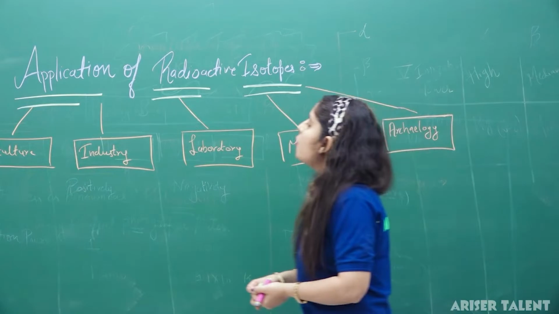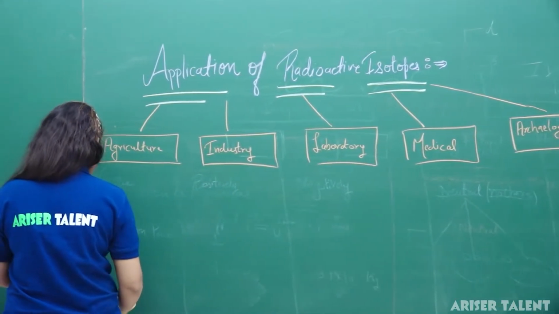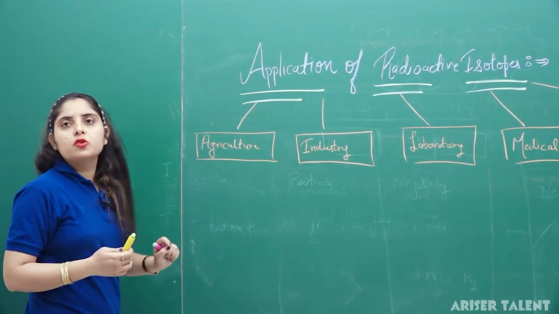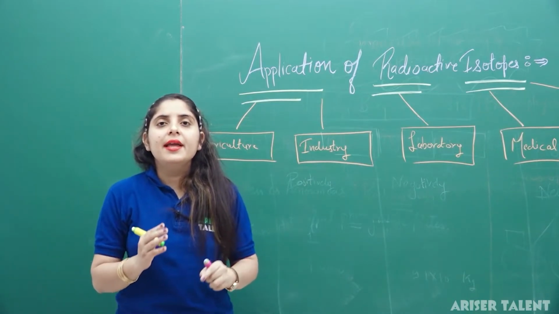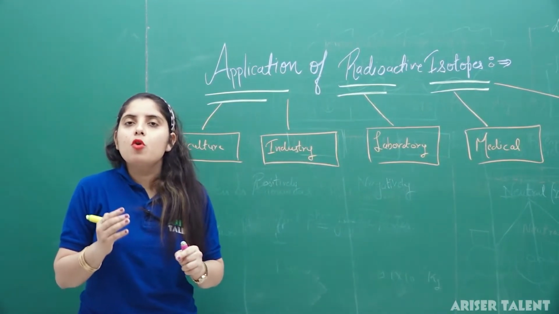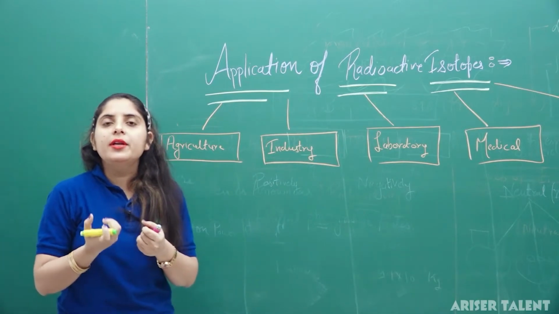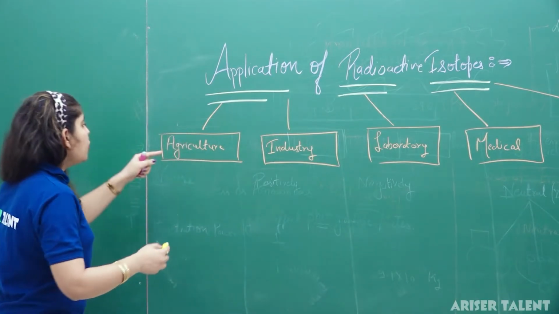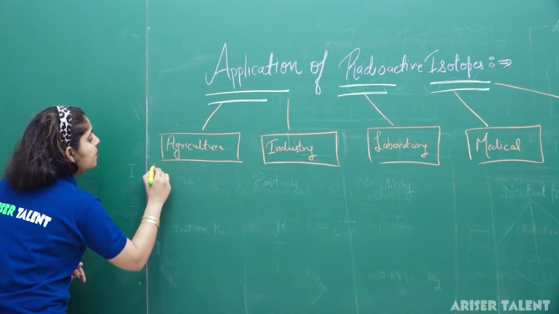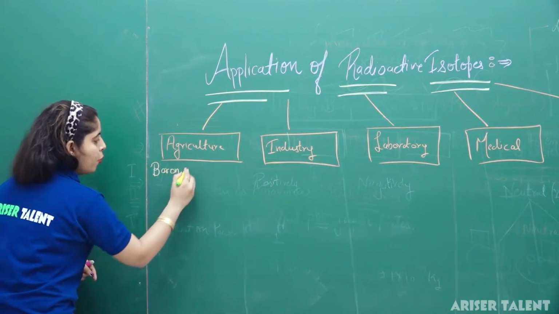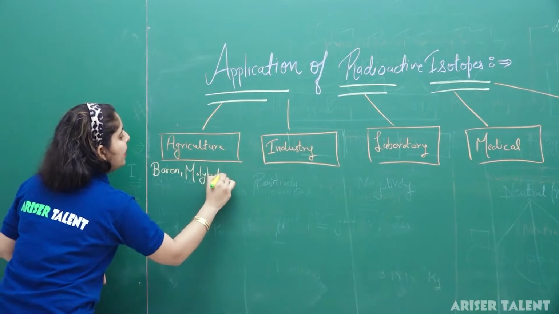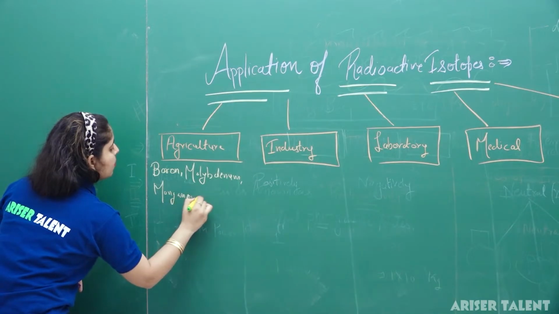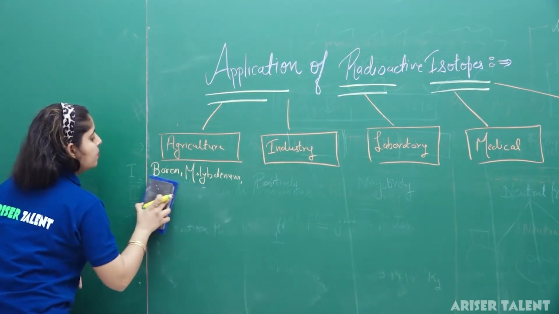The first application of radioactive isotopes that we are discussing here is in agriculture. How are radioactive isotopes used in agriculture? We have certain elements like boron, manganese, molybdenum, and copper which are used to determine the nutrients of the plant. It means how much nutrient is constituted in the soil. So in case of agriculture we have certain elements like boron, molybdenum, manganese and copper.